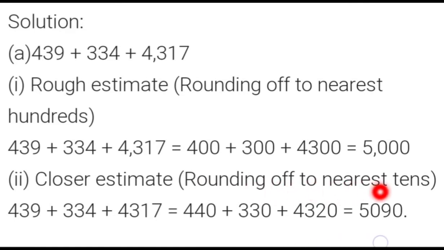Now let us add all of them. After adding, we get the number 5,090. Among the nearest hundreds and the nearest tens estimates, the nearest tens will be very close to the correct answer. Understood? This is why it is called a closer estimate.